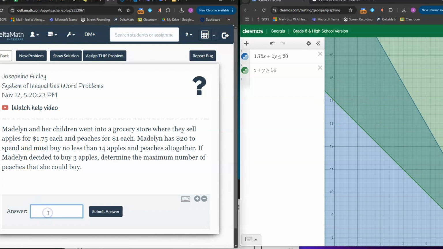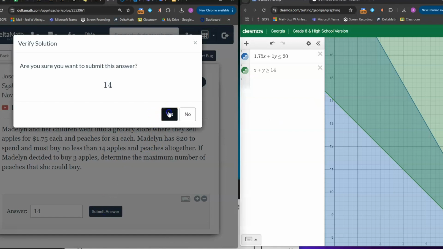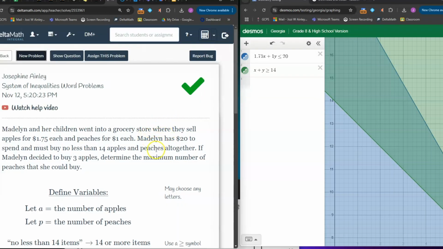So you have to be able to write your inequalities before you can actually solve the problem. So you write your inequalities and look at your solutions and then go ahead and answer the question.